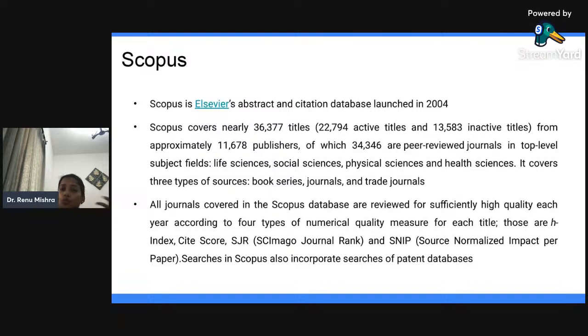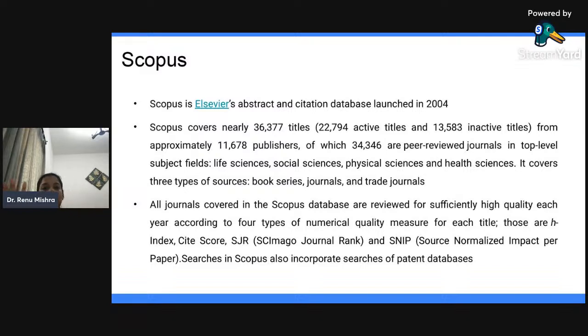When it comes to Scopus as a database, they are dealing with a variety of subject fields. You talk about education, social sciences, physical sciences, management, health sciences, and so on. And they also have three types of sources: book series, journals, and trade journals.